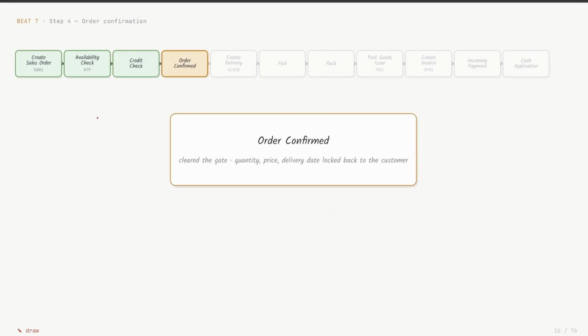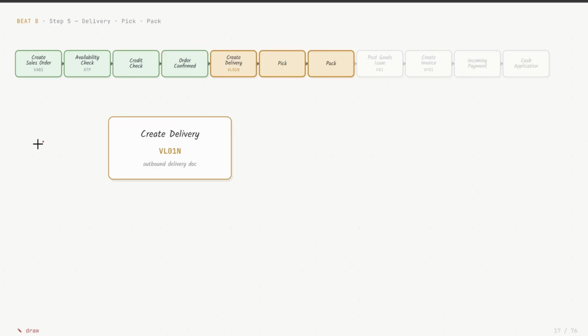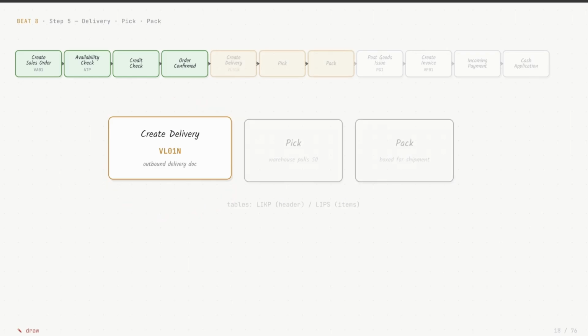So after clearing the gates, all of this info gets sent back to the customer. And that's the step of order confirmation. After that, we have fulfillment. So we create a delivery, and we have our own code as usual. So this generates the delivery document.